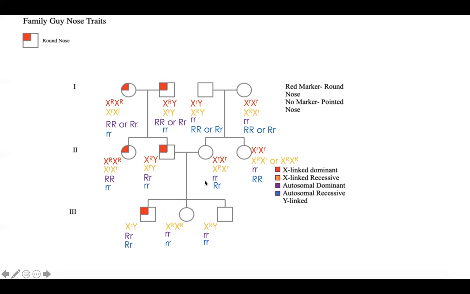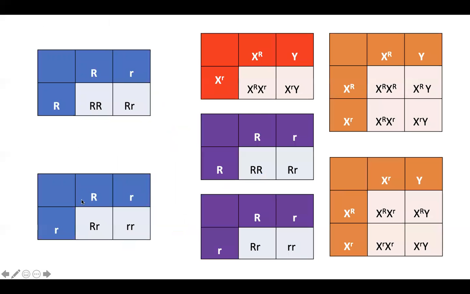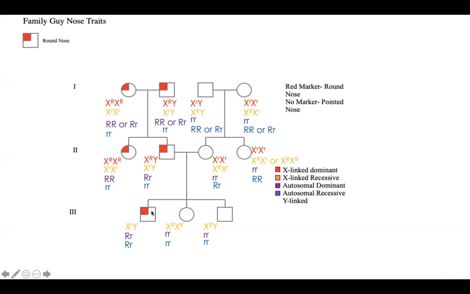And then with autosomal recessive, it's the same thing, just the alleles are flipped. Therefore, everything still checks out between generations one and two. And then between generations two and three, with Lois being Rr and Peter being rr, it's the same thing as the autosomal dominant. Half their children should have pointed noses and half should have rounded noses. And this allows it to check out with Chris, Meg, and Stewie.